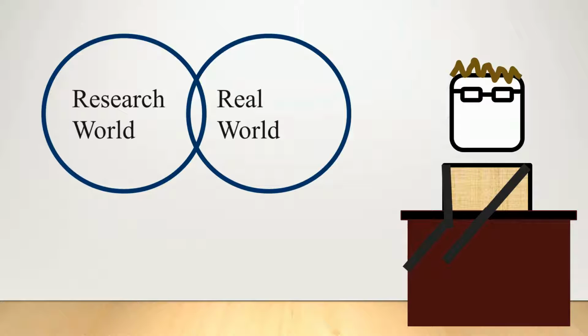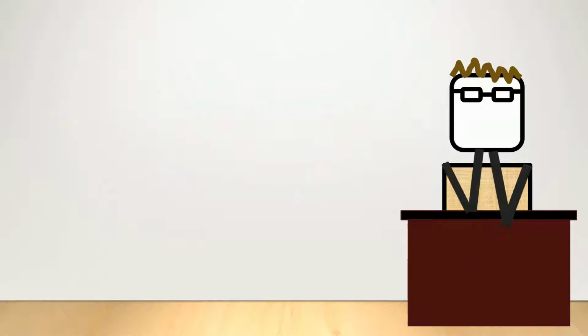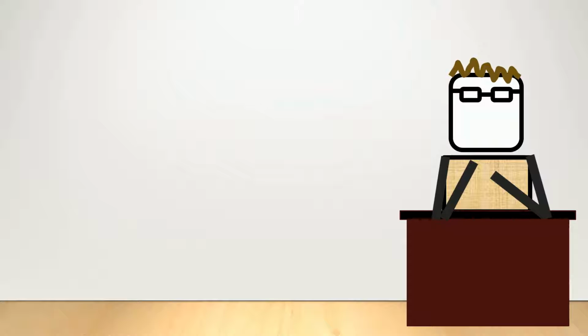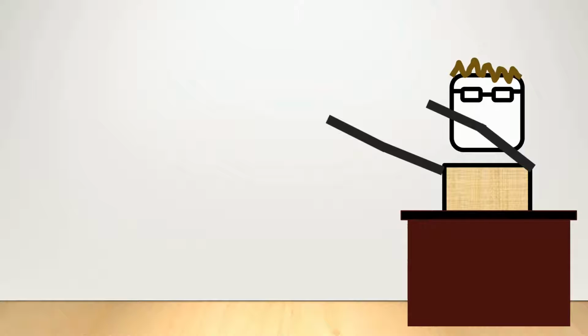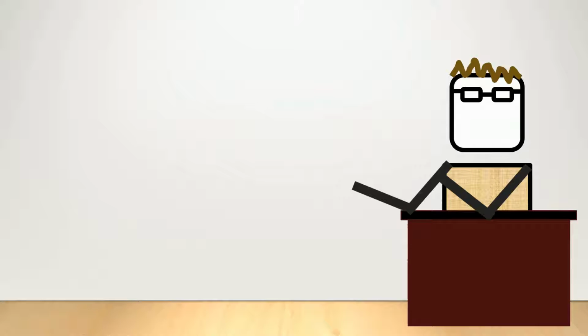Now, this makes sense because these are often easy to get a hold of and are easy to recruit into studies. A different approach would focus on how experts make decisions in a real-world environment. This approach has been called macrocognition or naturalistic decision-making. It was originally developed by Klein and his group of cognitive psychologists back in the 1990s.